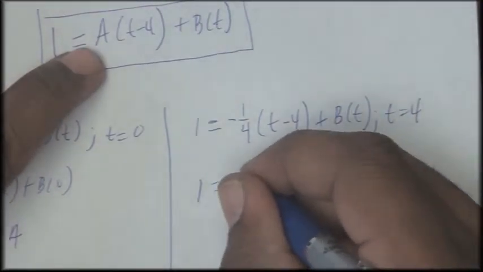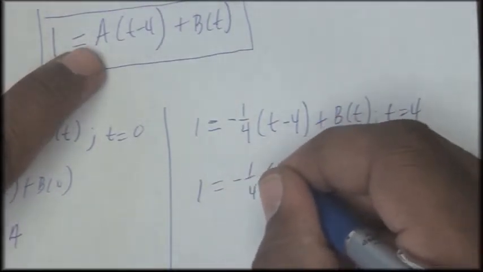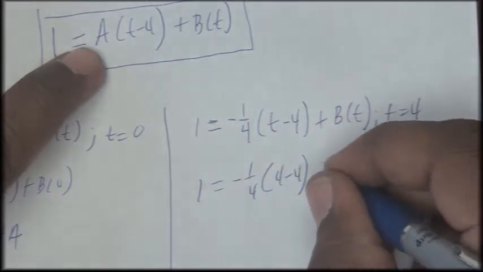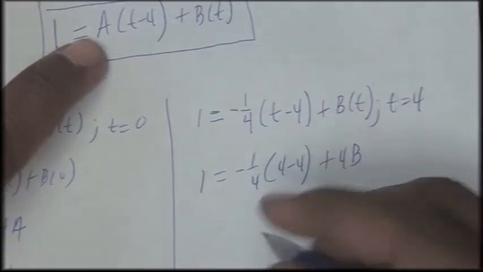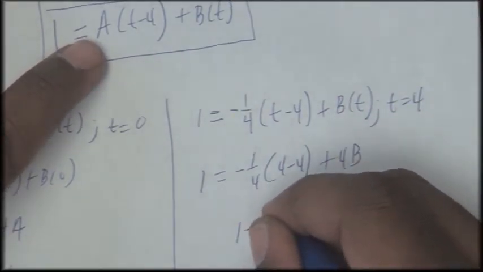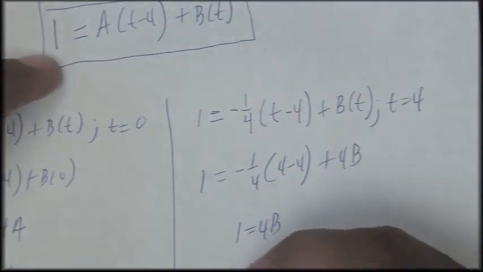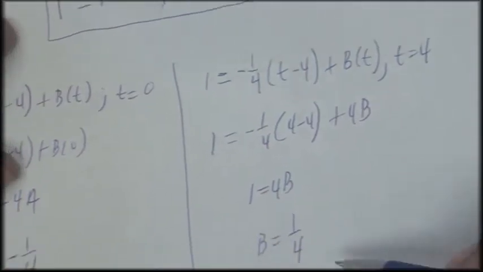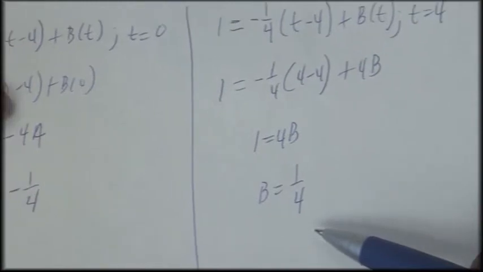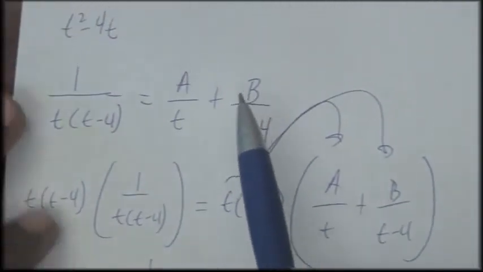So we have 1 is equal to negative 1/4 of 4 minus 4 plus 4b. And we have 1 is equal to 4b. Therefore, b is equal to positive 1/4. So we'll substitute these two values into our equation.